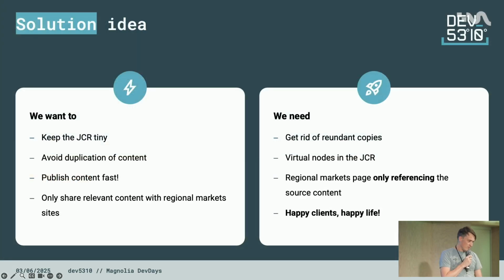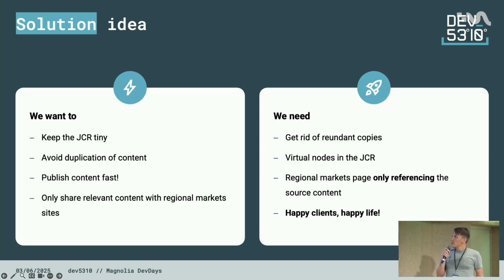Let's go on. So, what do we want to do? First of all, we want to keep the JCR as small as possible. We want to stop our customers from duplicating their content. We want to be able to publish content fast, which is in the end a giant JCR node. And of course, we want to only share relevant content with regional markets, so they don't duplicate content that they don't want and have to delete afterwards anyway.